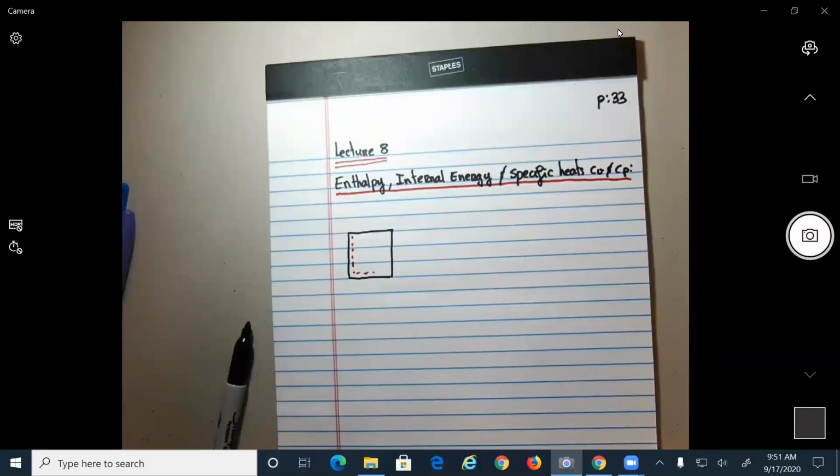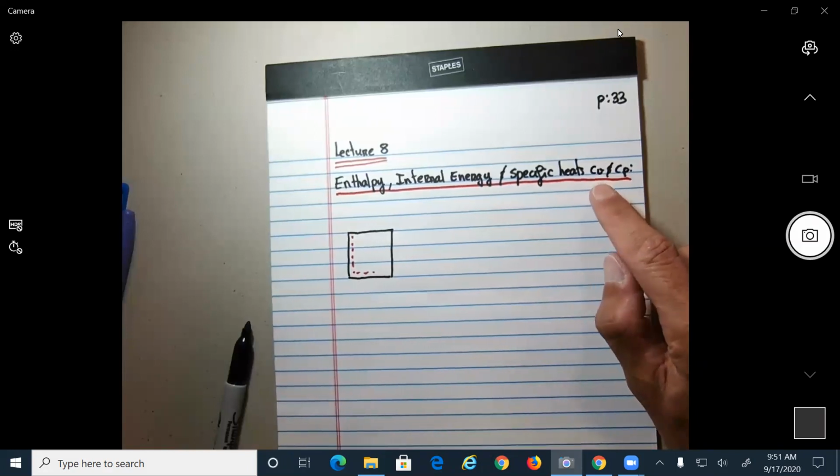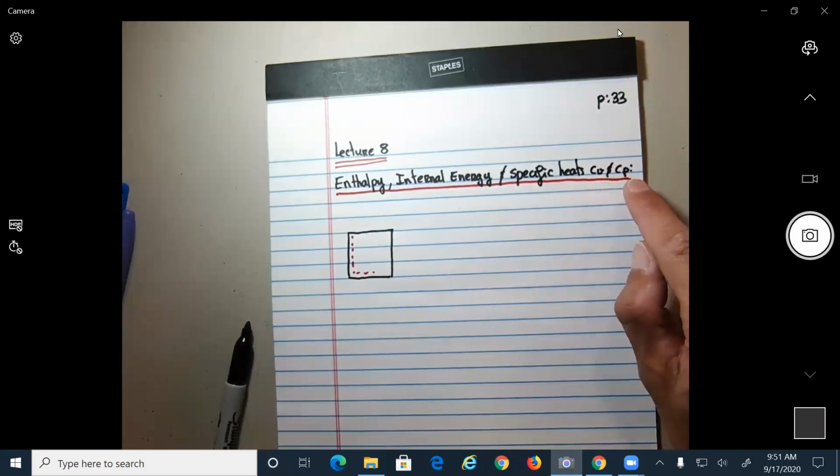All right, guys, so I was just saying that today in lecture 8, we're going to be talking about enthalpy, internal energy, specific heat, CV, and C sub P. Remember, the V refers to constant volume, P to constant pressure. So this is the important part. CV, constant volume, P, constant pressure.